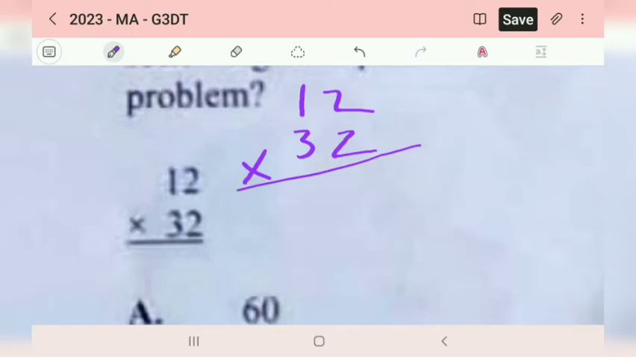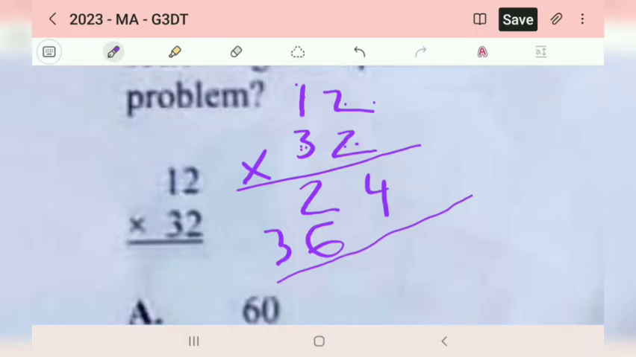Let's go, starting with the ones column. 2 2s are 4. Number on the number. 2 1s are 2. So it comes under the 1 because that's the one you work with. Now we're starting with 3 2s are 6 because we're working with the 3 here. 3 1s are 3. All right, let's go. You can put a 0 to hold your place. 0 plus 4.